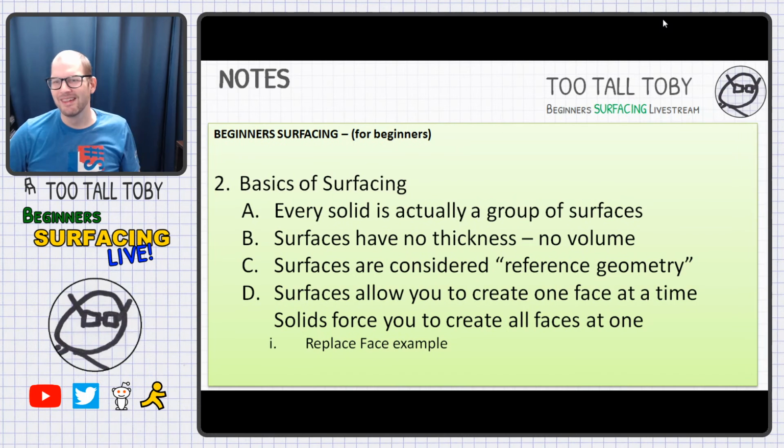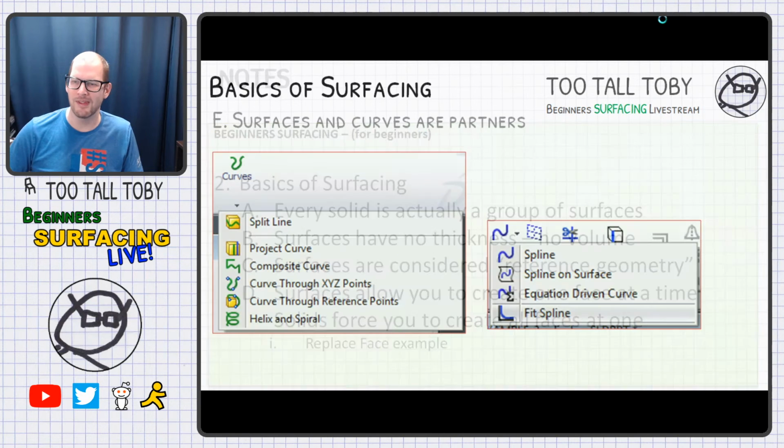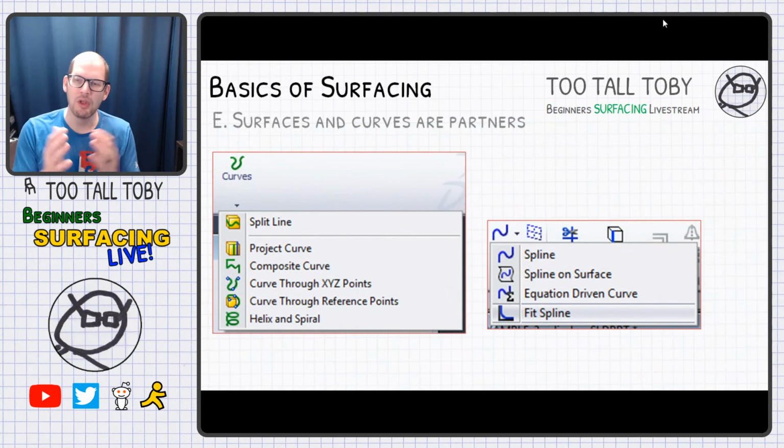Appreciate the thumbs up. So every solid is actually a group of surfaces. Surfaces have no thickness, have no volume. Surfaces are considered reference geometry. Surfaces allow you to create one face at a time, and solids force you to create all faces at once. And we used the replace face example. And now we get into the final of these topics, which is that surfaces and curves are partners.